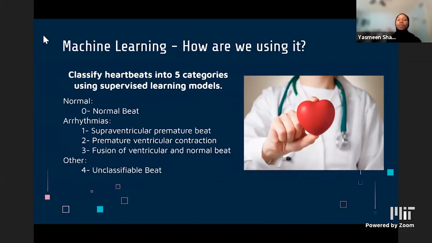Our group decided to create a supervised machine learning model that would take electrocardiogram data and classify it into different types of heartbeats, some normal and others with different types of arrhythmias. Our main goal was to improve the quality of arrhythmia detection.